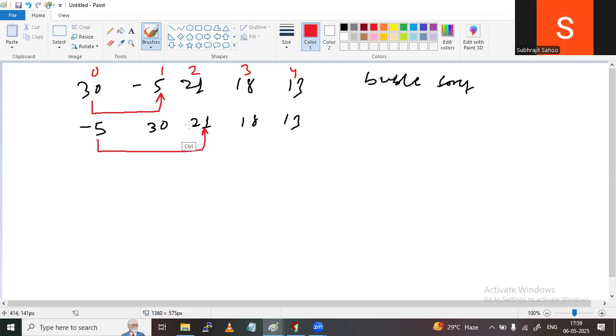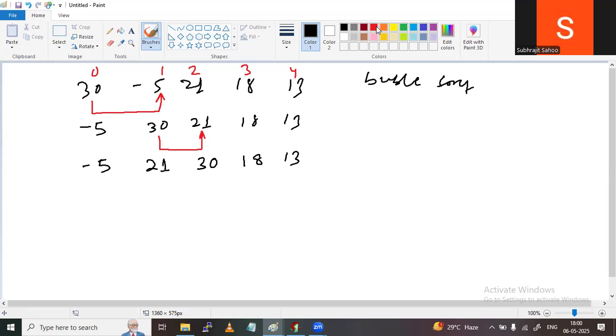But in the bubble sort, it is not that concept. I will check the one index cell with the 2 index cell. Sir, is swapping required? Yes, swapping is required because 21 is less and 30 is more. So swap it: minus 5 stays, 21 will come in the place of 30, and 30 will move after 21, and the remaining numbers are 18, 13.